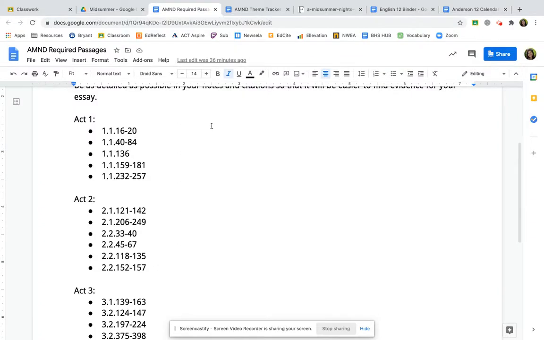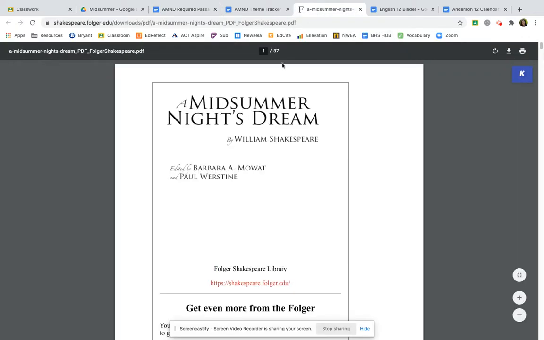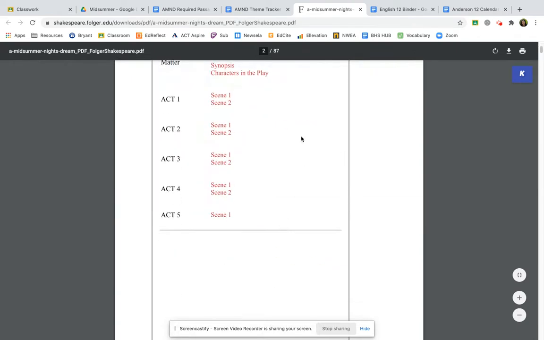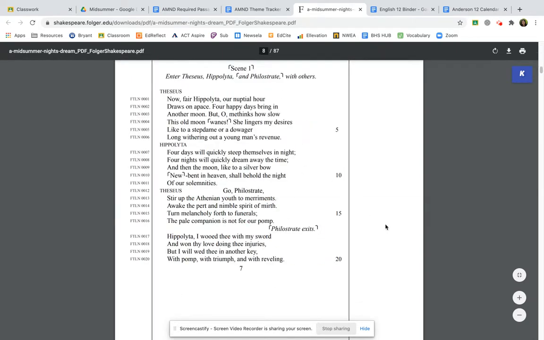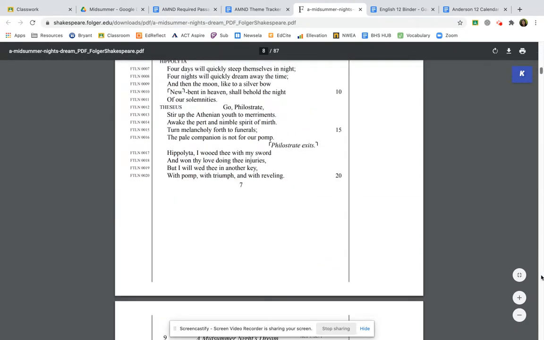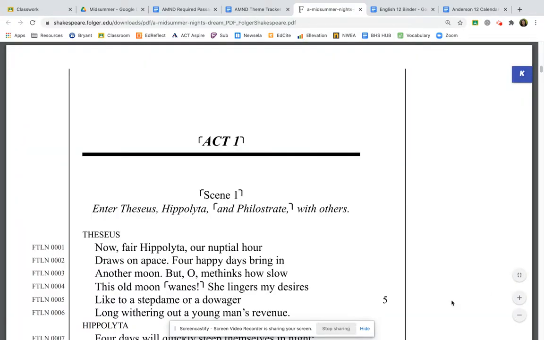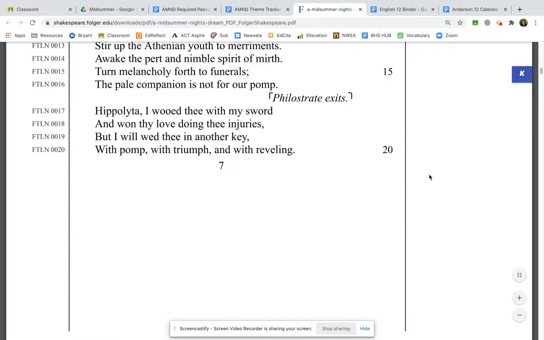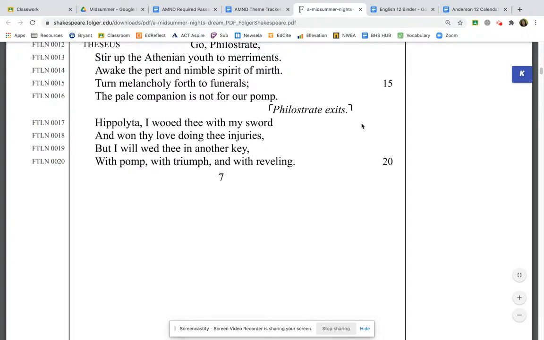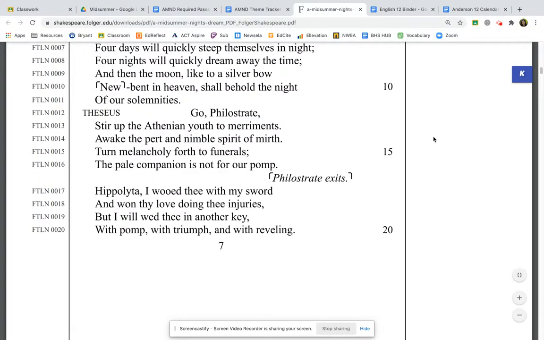So I'm going to start by looking at the first one for Act 1. So this is Act 1, Scene 1, lines 16 through 20. So I will go over to my text, go to Act 1, Scene 1, and scroll down to lines 16 through 20. So this is Theseus talking, the Duke of Athens.